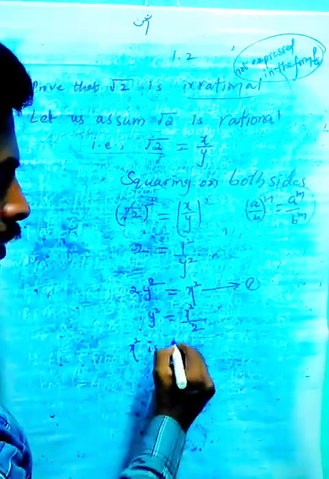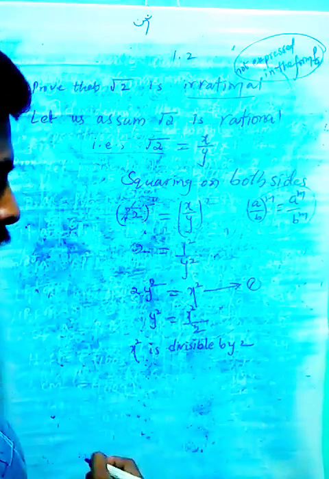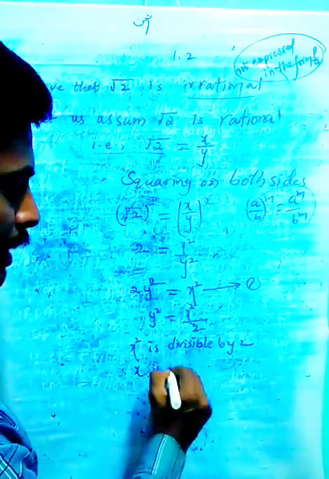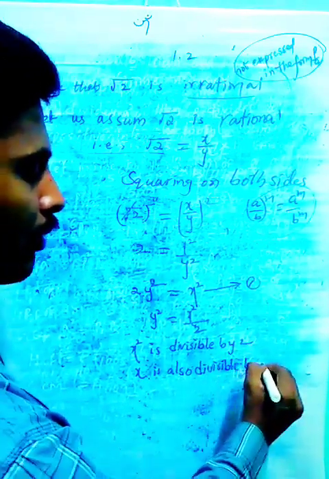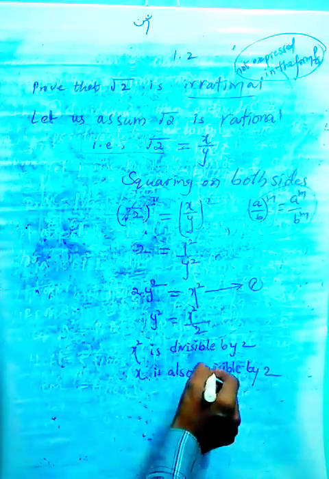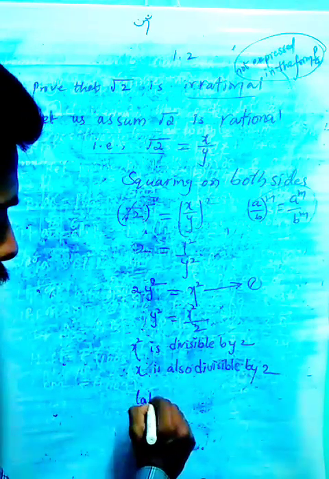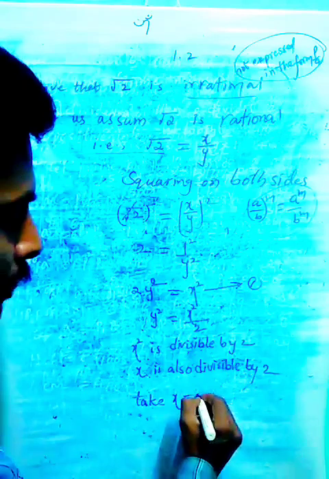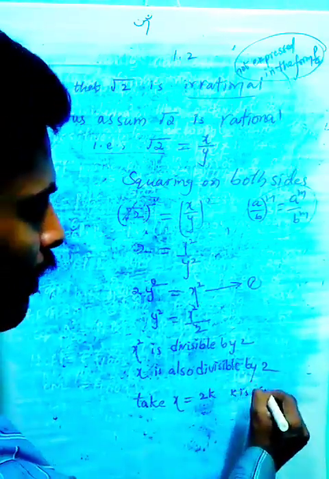When x square is divisible by 2, therefore x is also divisible by 2. It is clear, according to the uniqueness of the fundamental theorem, that we can take x is equal to 2k, where k is some value.